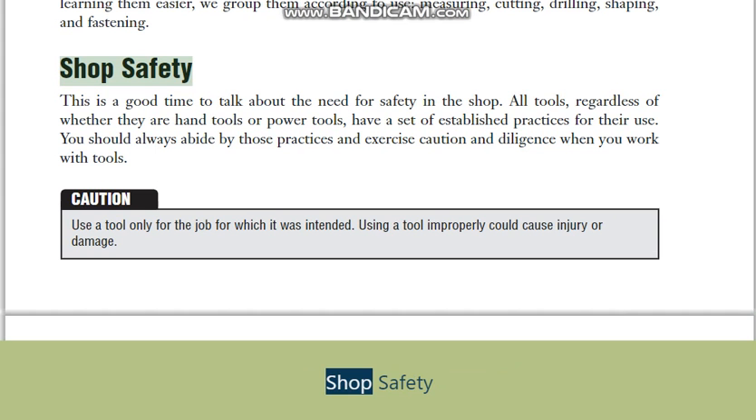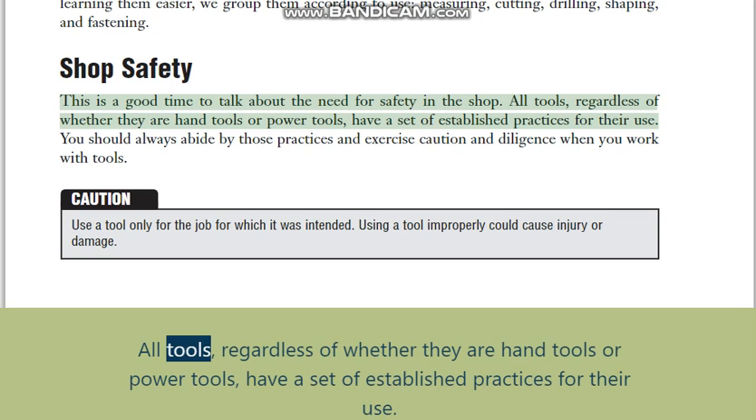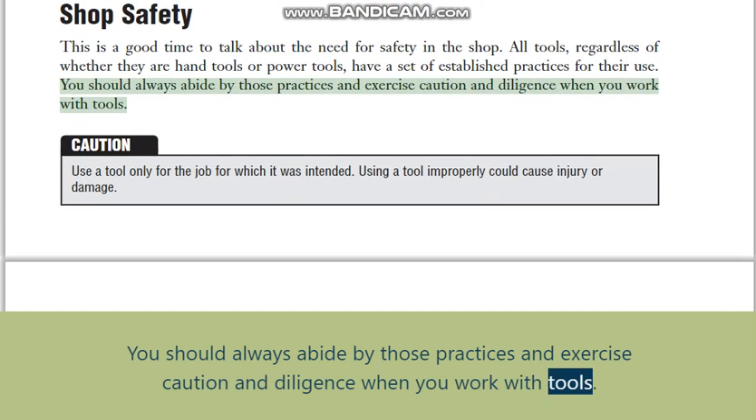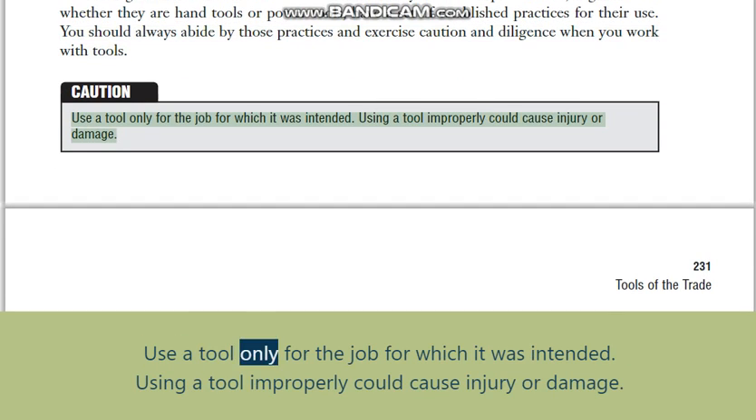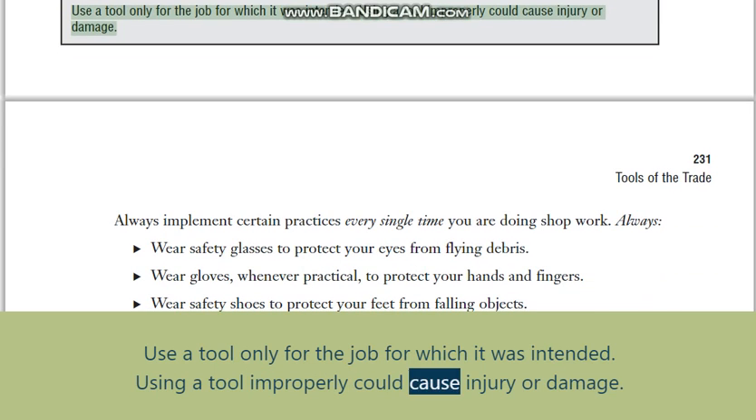Shop safety. This is a good time to talk about the need for safety in the shop. All tools, regardless of whether they are hand tools or power tools, have a set of established practices for their use. You should always abide by those practices and exercise caution and diligence when you work with tools. Use a tool only for the job for which it was intended. Using a tool improperly could cause injury or damage.